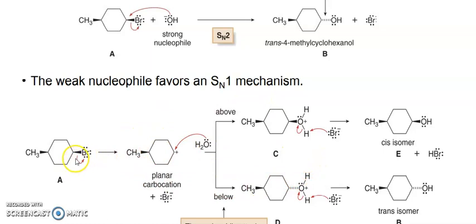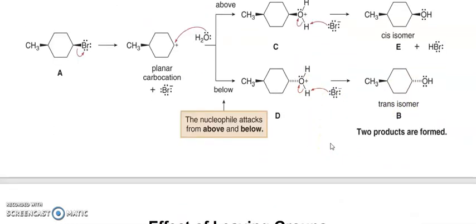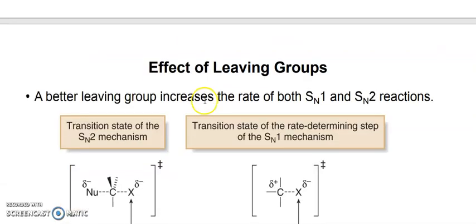This bond breaks, forming a planar carbocation. Now water as a nucleophile attacks the center, then we are again trapping this proton and shifting of this bond as a lone pair of electrons, forming these cis and trans isomers. So the nucleophile attacks from above and below.